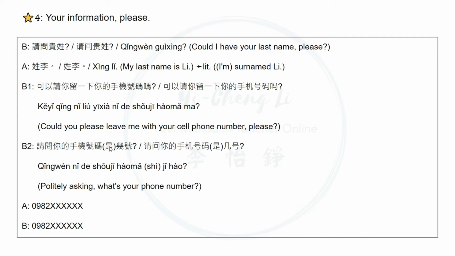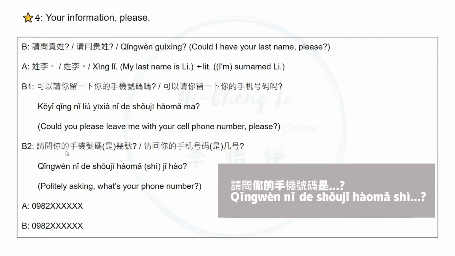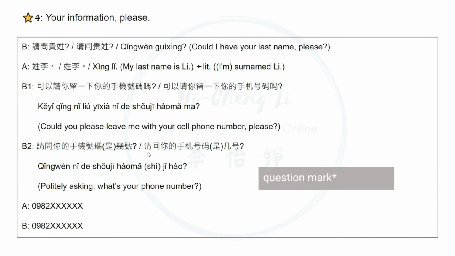And as we say, the word in the bracket is fine to be omitted. So you might also hear, 请问你的手机号码几号？In some cases you might also hear them say, 请问你的手机号码是, and then they didn't say 几号. It's kind of like politely asking your phone number is, with no question word. They didn't say what is the number or how much is the number. It's just 请问你的手机号码是, like that. They didn't finish the question and are waiting for you to respond to it.